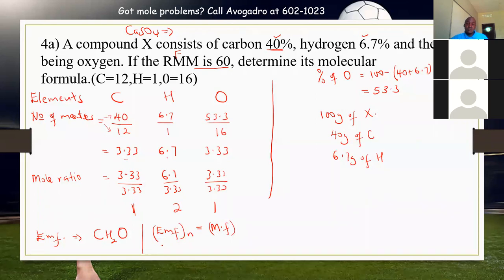So we can say that CH2O times a certain number will always be equal to our 60. So carbon is 12 times 1, which is 12, plus hydrogen is 1 times 2, which is 2, plus oxygen 16 times 1, which is 16.